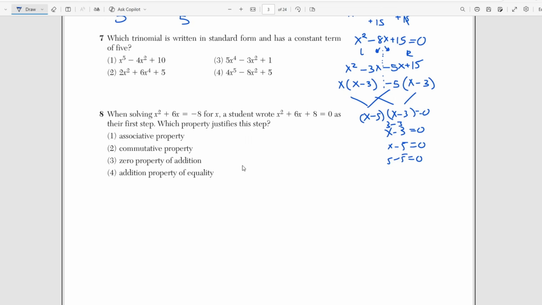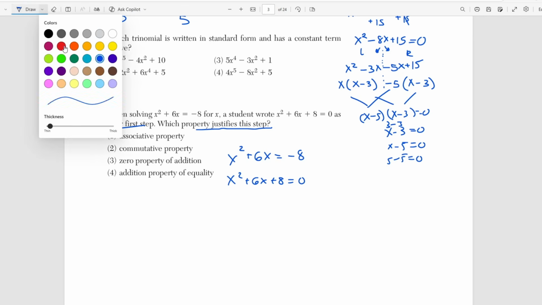It asks, when solving x squared plus 6x is equal to negative 8, a student wrote x squared plus 6x plus 8 equals 0 as their first step. Which property justifies this step? So whenever I look at these problems, I want to take inventory of what's on the left and the right side. So taking inventory, I'm going to notice what changed.